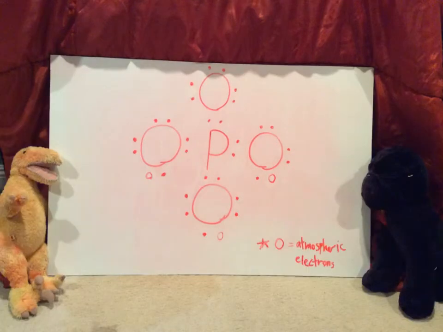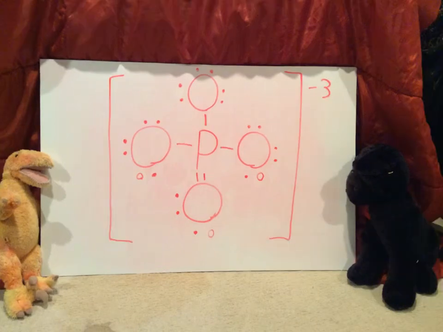So here's what our structure looks like now. We have added the 3 atmospheric electrons, making this oxygen stable with 8 valence electrons, and all 3 of them follow suit. So your final structure is going to look like this, with these pairs abbreviated.